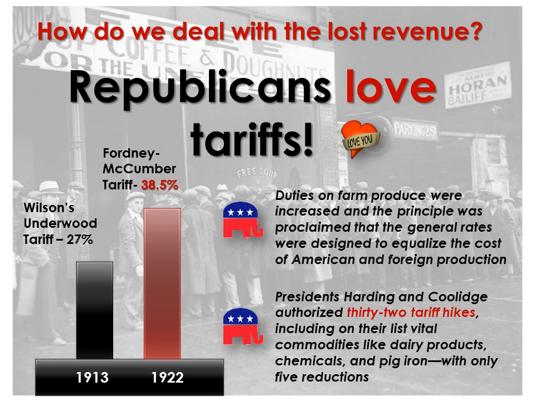So, duties on farm produce are going to be increased, and the principles proclaimed that general rates were designed to equalize the cost of American and foreign competition. Presidents Harding and Coolidge authorized 32 tariff hikes, including on their list vital commodities like dairy products, chemicals, and pig iron, with only 5 reductions. So, what do you know about the 20s? The 20s is a time of high tariffs once again.